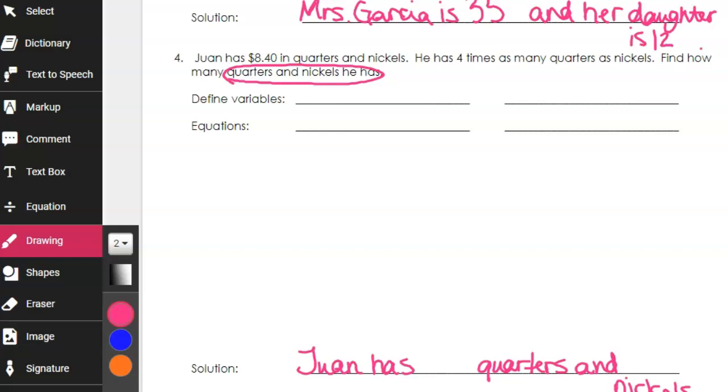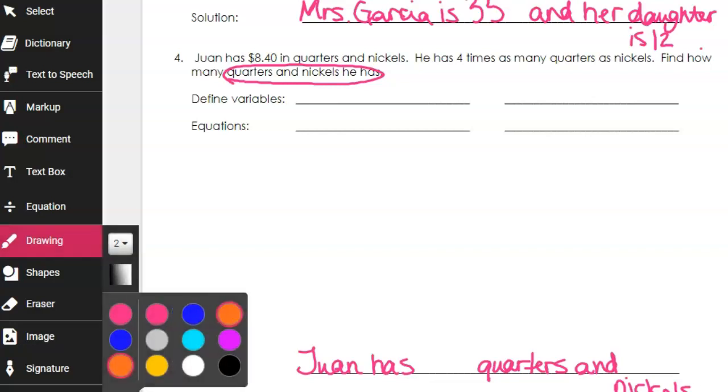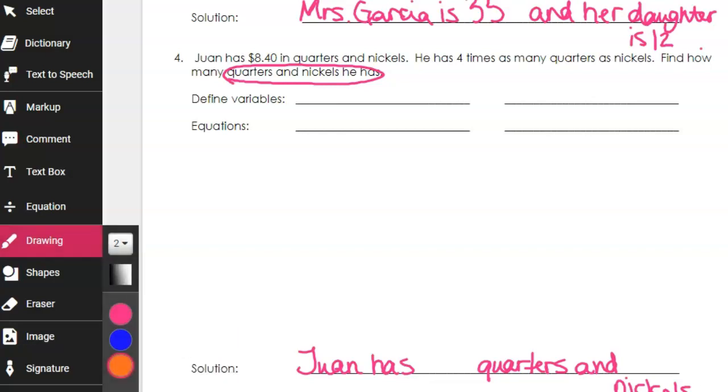So I'm going to go ahead and define my variables. Your first thought might be, oh, well, the variables are nickels and quarters. But you have to be specific. The nickels and the quarters that we want for our variables are the amount of nickels and the amount of quarters, like the actual number of those coins. So in my variables, when I define them, Q is not just going to be quarters, it's going to be the number of quarters. And N is not just going to be the nickels, it's going to be the number of nickels.